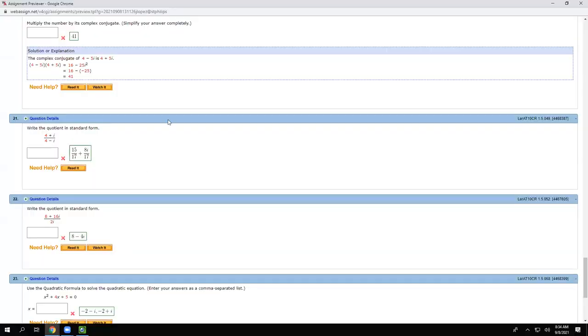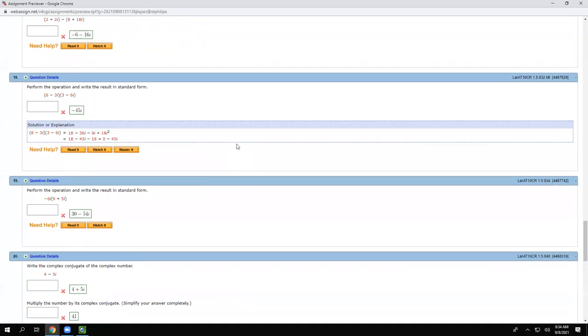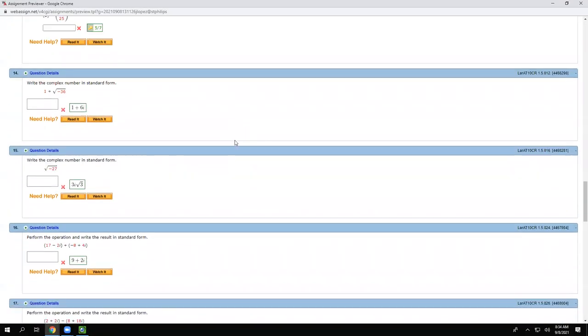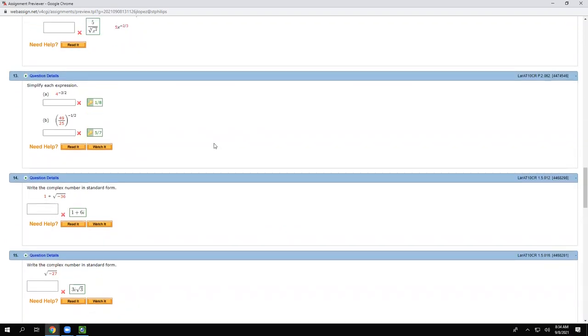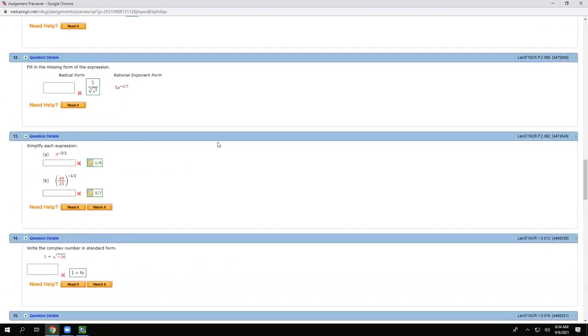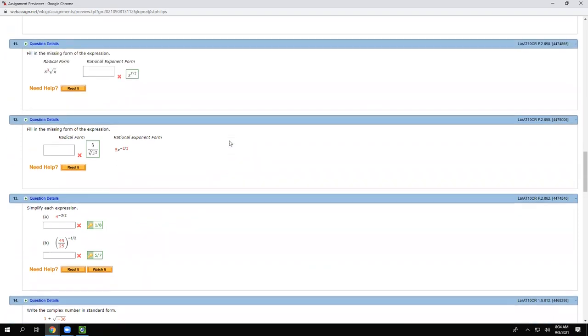Is everybody okay with completing the square? I need you to know how to do that. Not only will you get a problem wrong on this test, but you'll get like half the problems wrong on the next test. Okay, so I need you to know how to complete the square.